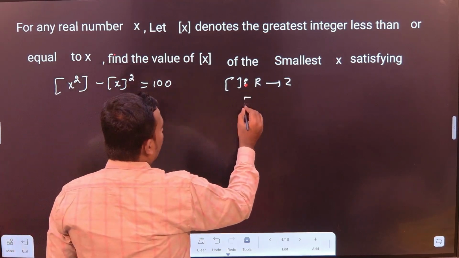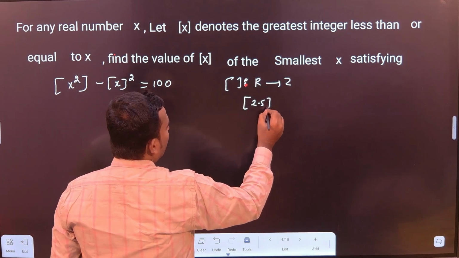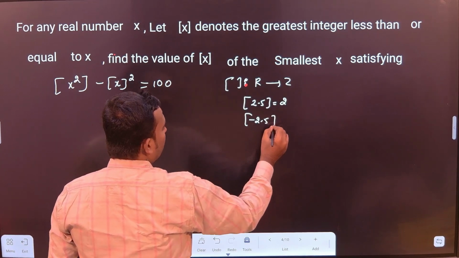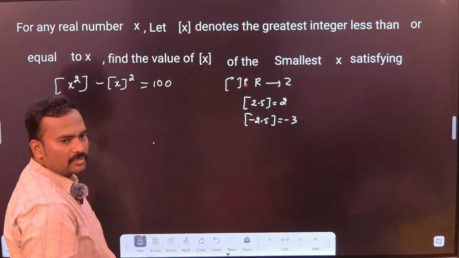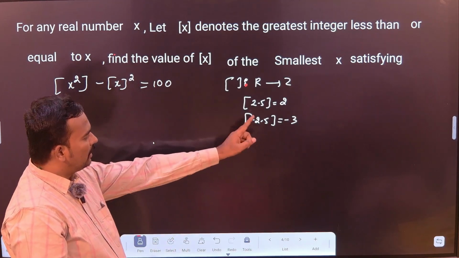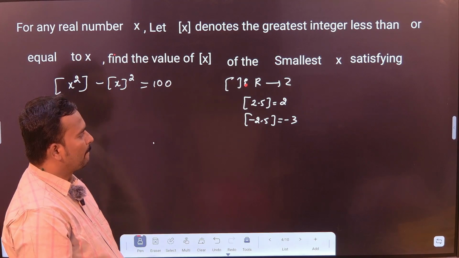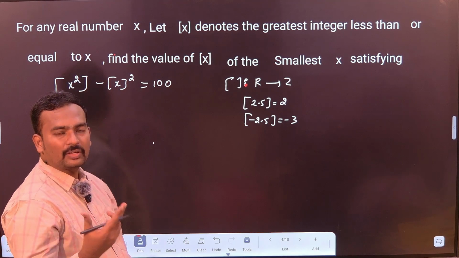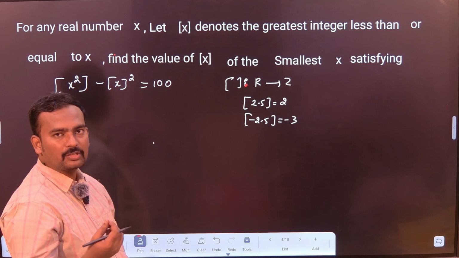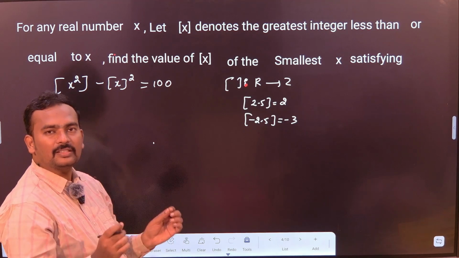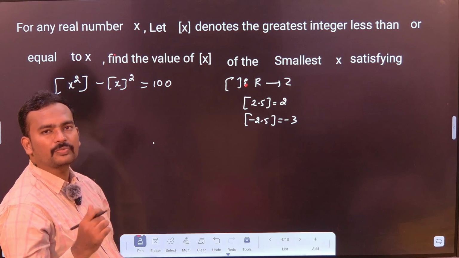Suppose if I take the greatest integer function of 2.5, it will be 2. If I take minus 2.5, the greatest integer will be minus 3. So that is the greatest integer less than or equal to minus 2.5. That is the greatest integer, right? If you do not have any idea of greatest integer functions and fractional part function, you can watch my one shot greatest integer function and fractional part functions video.